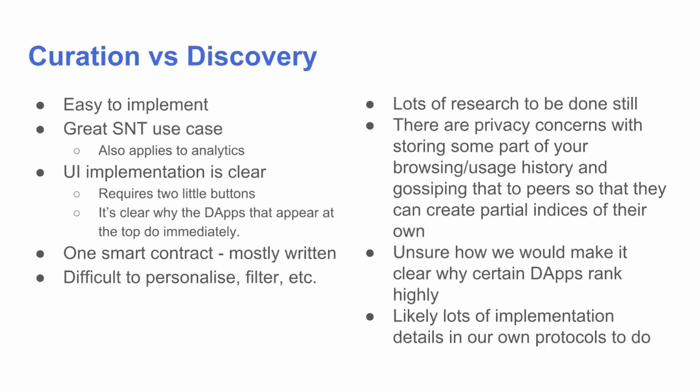On the other side, in terms of discovery, there's a lot of research still to be done. If Goran is listening, it would be great to get the discovery doc. That would be super useful to try and understand where the next research points would be. I think there are quite a lot of privacy concerns around storing some part of your browsing or usage history and then gossiping that to peers so that they can create their own partial indices, which is what I understand of how these sort of algorithms work. I'm unsure how we would make it clear why certain DApps rank highly and others don't using that kind of system.